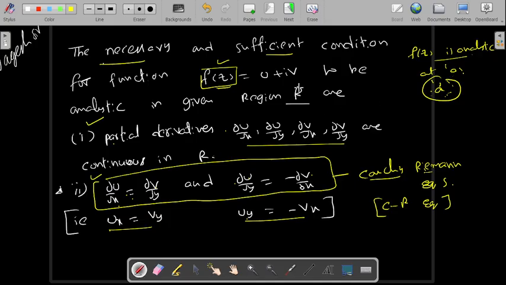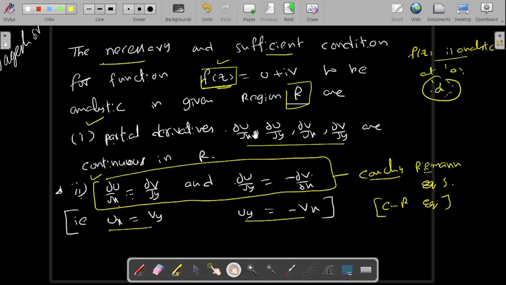So here we have taken region R. That means in the region R, all the points, whatever points are there, it has to be differentiable at those points. When it is differentiable, it is called analytic. For that, these two conditions. So simply, f of z is said to be analytic if it satisfies these two conditions: the partial derivatives are continuous, and the Cauchy-Riemann equations are satisfied.